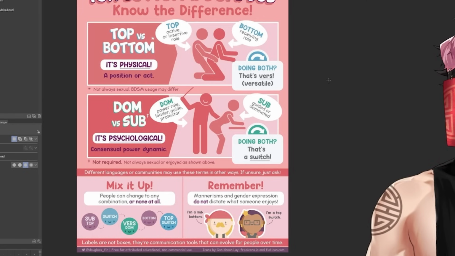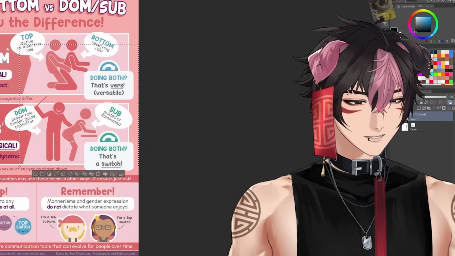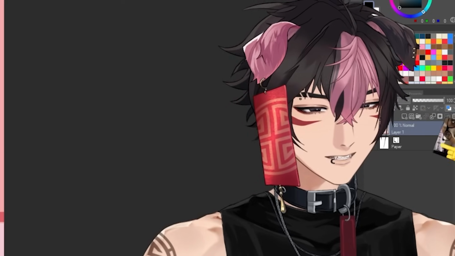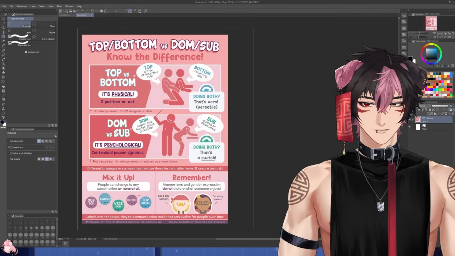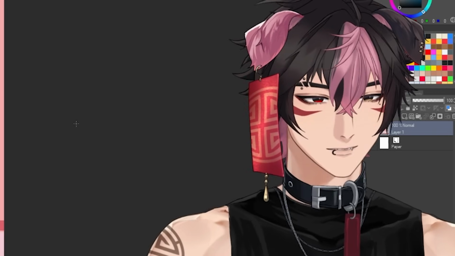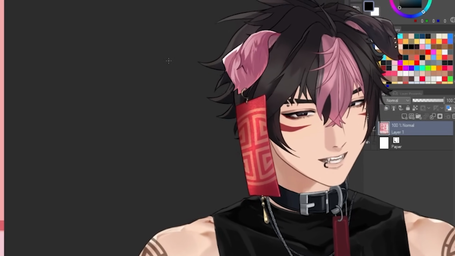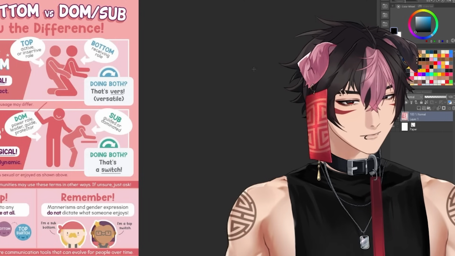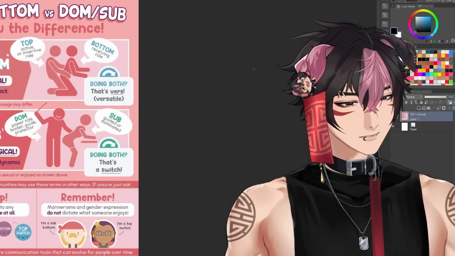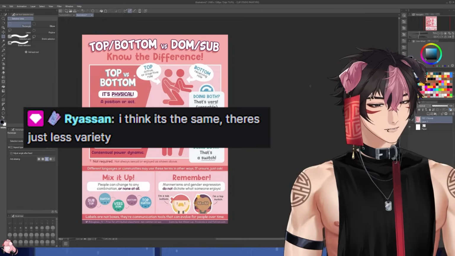I don't know how these terms work if you're straight though. Like, how does top and bottom apply to straight people? The dude's almost always a top, right? Unless he's getting pegged, then I guess he's the bottom. Otherwise, most of the time, it's just default, right? I think it's the same. Or does it not relate to straight people at all? There's just less variety. That makes sense.